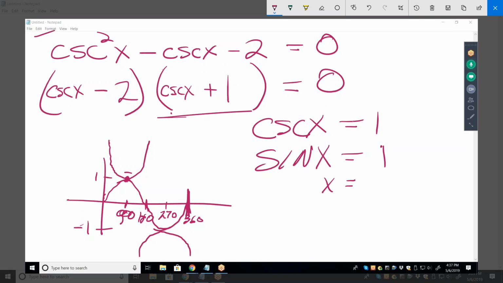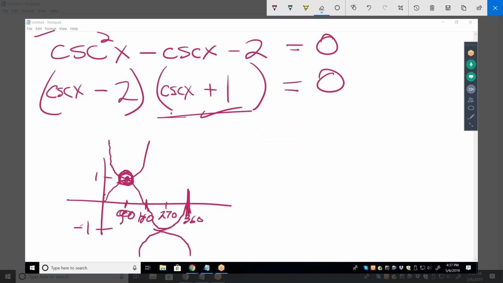In other words, we're looking for the point where the sine of that angle is equal to 1. That's at 90 degrees. And that is the only place inside where it's equal to 1. Notice no other place inside the unit circle is it equal to 1. So that satisfies the easy one, because there was only one answer. Now let's solve the second one. We get 90 degrees as one of our answers.